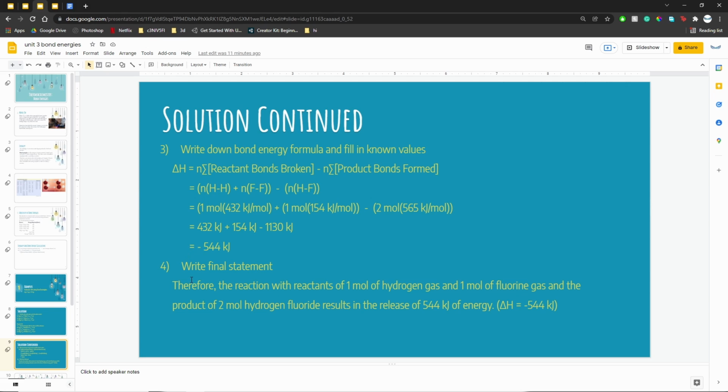The last step is to write a final statement, a therefore statement. Therefore, the reaction with reactants of 1 mole of hydrogen gas and 1 mole of fluorine gas, and the product of 2 moles of hydrogen fluoride, results in the release of 544 kilojoules of energy. Note that I didn't say the release of negative 544, because that's incorrect. You can't release a negative amount, because in that case it would be absorption, since negative times negative is positive. So be very careful with the way you word it. The simplest way to put that is in brackets, delta H equals negative 544 kilojoules, just to be clear. Your therefore statement doesn't have to be this wordy, but make sure it's very clear how you word it.